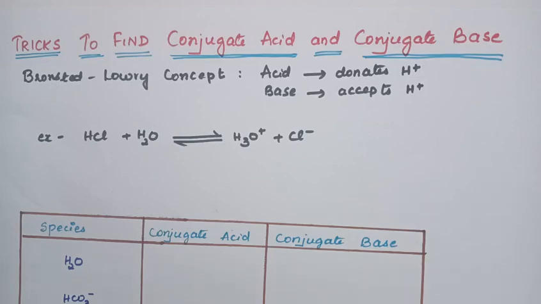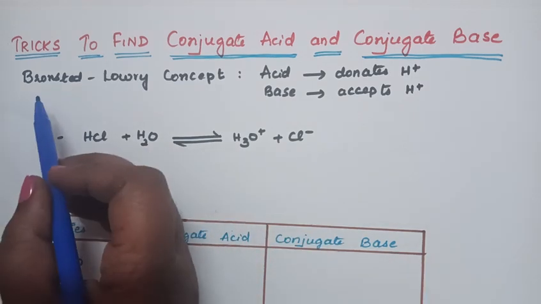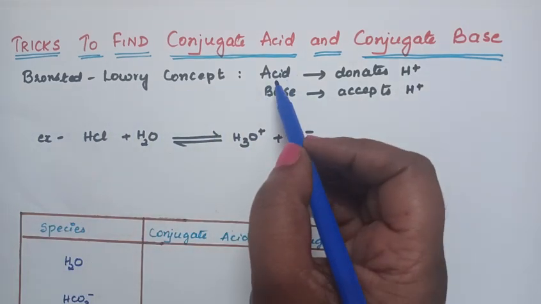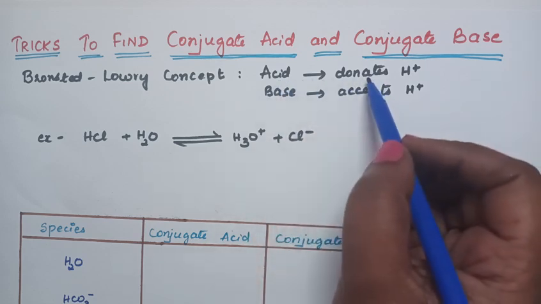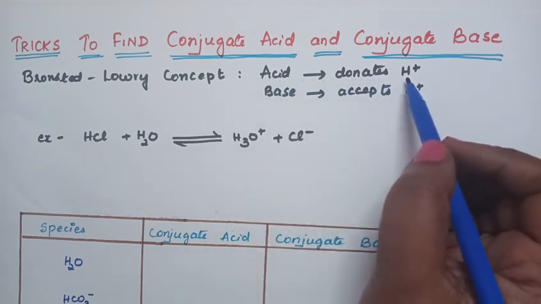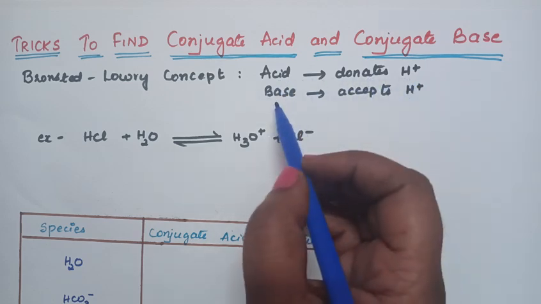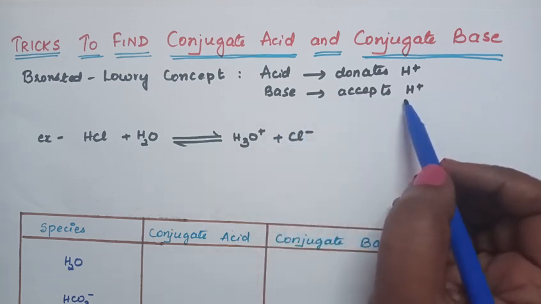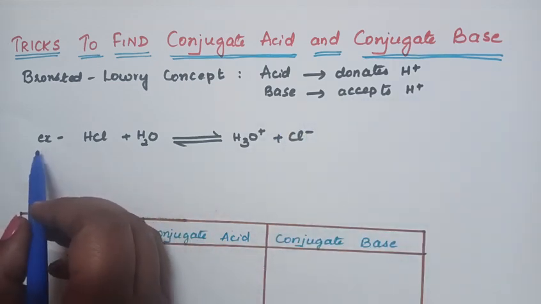Students, in this video I'll teach you an excellent trick to find out conjugate acid and conjugate base. According to the Bronsted-Lowry concept, an acid is a substance which will donate a proton. Proton means H plus, and a base is a substance which will accept a proton. So let us take one example.